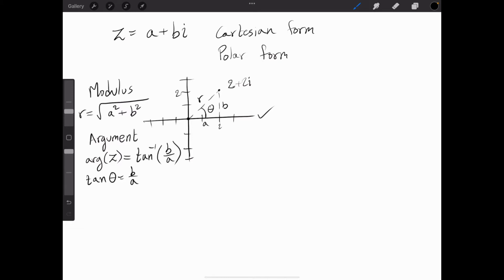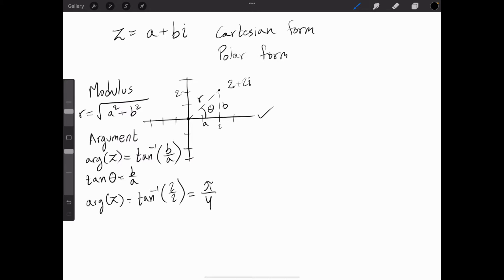So now, in this case, let's find the argument. arg of z is equal to the inverse tan of b over a, which is 2 over 2, which is just 1. The inverse tan of 1 is 45 degrees, or pi over 2. Or sorry, pi over 4. So that is the argument in this case.